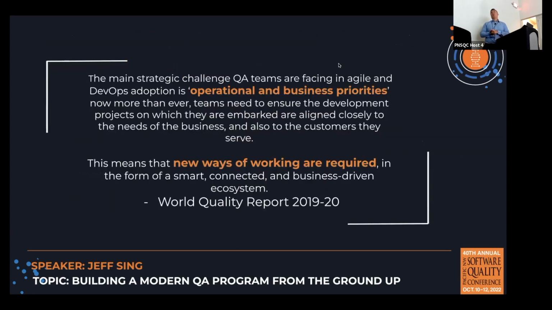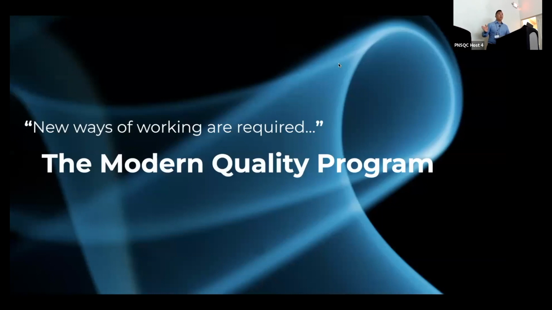And I need someone to help me build and lead the processes, programs, and technical solutions to enable my engineering team to align on these business priorities of customer satisfaction. So I pulled this quote from the World Quality Report in 2019, 2020, right? This organization basically trends all the quality indicators from all the different industries. And this is the top line in the very first opening, right? The main strategic challenge QA teams are facing in agile and DevOps adoption is operational and business priorities, now more than ever, right? And basically what it's saying is we need to come up with a new way of working, right? We need to be able to tie these things together. And this new way of working is what I term the modern quality program.